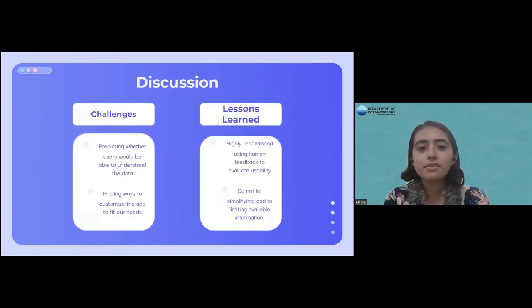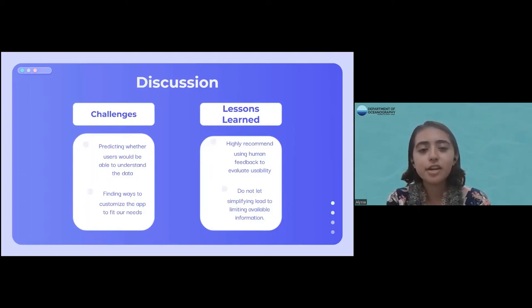And so some of the challenges in this project were predicting whether or not users would be able to understand the data, right? We can do only so much, but in the end, we learned that human feedback is incredibly useful. Even if you're unable to get a large scale, we're only a small team, but if you reach out to a few colleagues or peers, you're bound to learn and definitely improve on your tool.